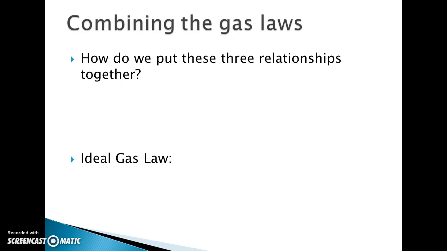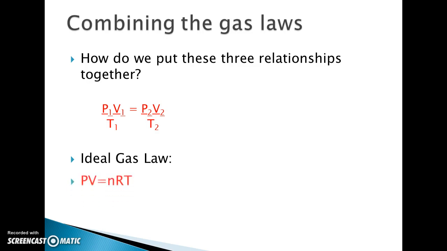So if we combine the three relationships, we can put them together like this. This is called the combined gas law, and the really convenient thing about this is that if I want to study all three of these factors together, I can, but let's say volume stays constant. Well, then I can cancel it out, and I have the relationship between pressure and temperature. Works for any of those variables remaining constant.